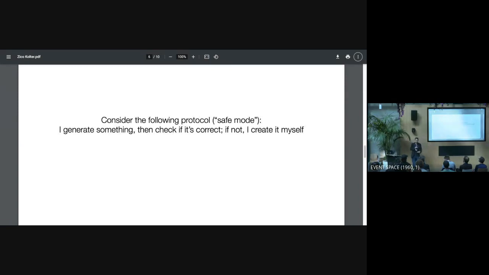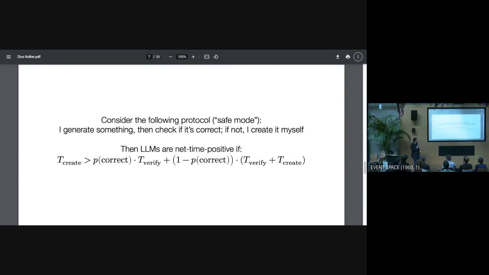And so consider the following protocol, where whenever you use an LLM, you first generate something, you check if it's correct, and if it's not correct, you just create it yourself. There's a very easy way to analyze the value of such a system. Namely, they are net time positive if the time it takes to create something is bigger than the time it takes you to verify it, plus the probability of it being wrong times the time it takes to create it. Or just rearranging terms, if t_verify is less than t_create times p_correct.